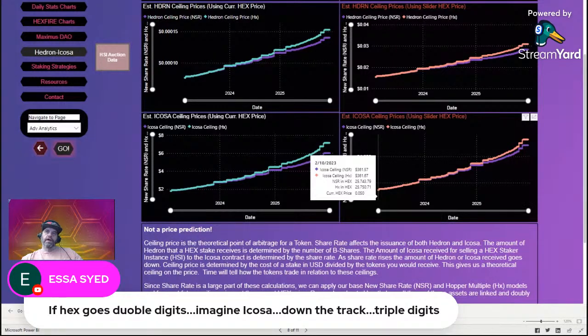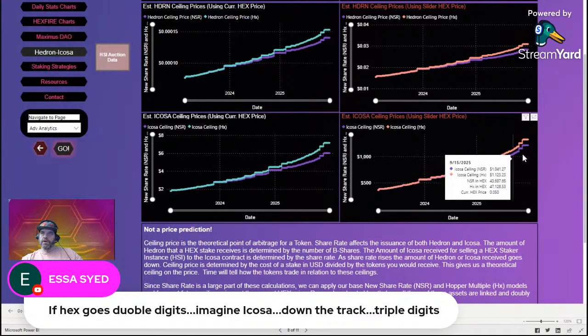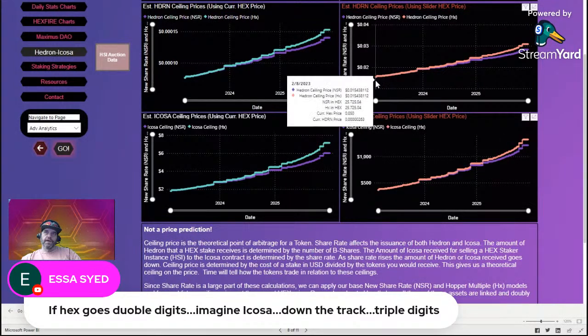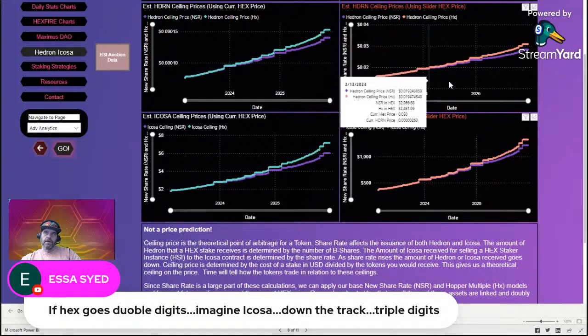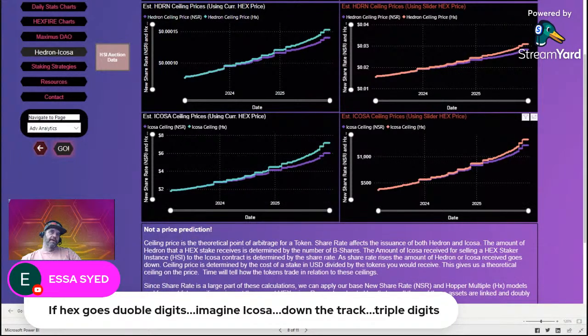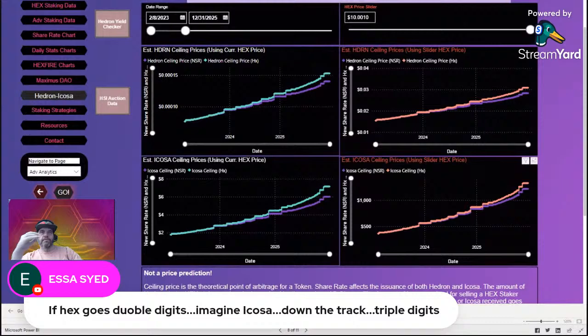But now let's fast forward to the end of 25, which might be the end of the next bull run. That's putting the ICOSA ceiling up at $1,200. That's nuts. Just crazy. Same type of numbers with the Hedron. Hedron, 1.5 cents at $10 hex, and we go all the way up to the end of the bull run at $10, 2.8 cents. So for something Hedron given away for free, which allows you to participate and earn yield in ICOSA, pretty amazing.